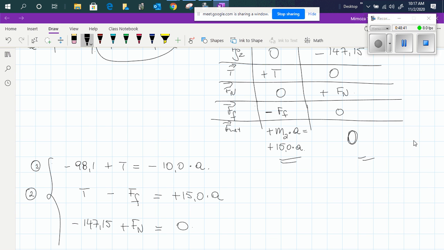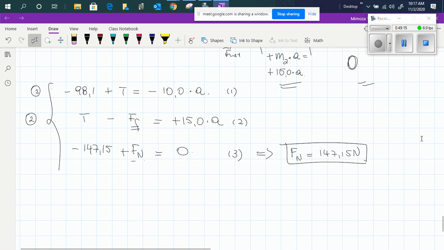So now we have 3 equations with 4 variables, and the variables are force normal, force of friction, tension, and acceleration. Let's start solving it, starting with the easiest one. The easiest one to solve, when I say the easiest one, is the equation with 1 variable on it. So force normal is equal to 147.15 newtons.